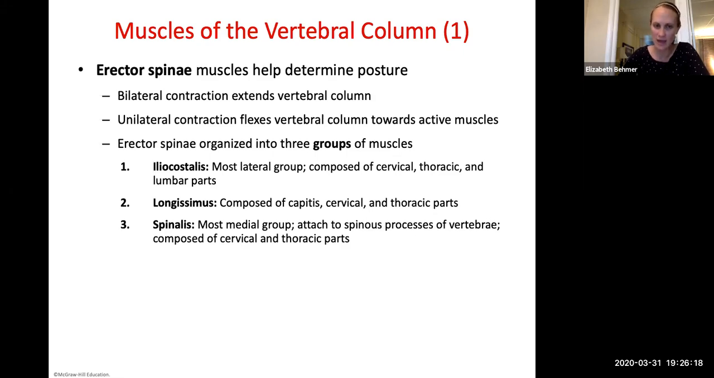If we work our way from medial to lateral, like your notes say, the most medial group is the spinalis group, number 3 that's listed there. And the most lateral group is your iliocostalis group, and the longissimus is just the group in the middle. So these, again, are 3 groups of muscles that extend and travel parallel with your vertebrae. And I'll show you a picture of this in a second.